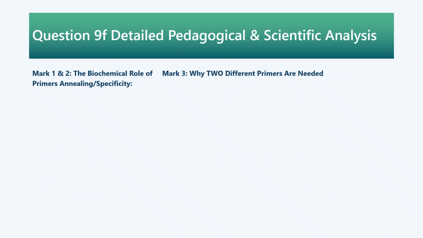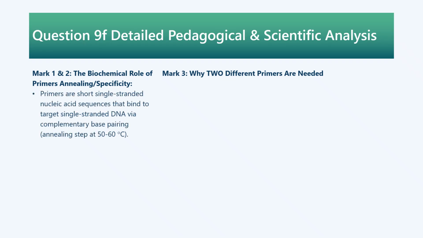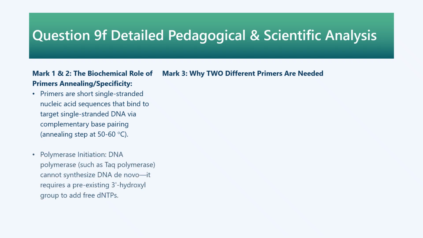Mark 1 and 2: the biochemical role of primers, annealing and specificity. Primers are short single-stranded nucleic acid sequences that bind to target single-stranded DNA via complementary base pairing. Polymerase initiation: DNA polymerase, such as Taq polymerase, cannot synthesize DNA de novo. It requires a pre-existing 3' hydroxyl group to add free dNTPs. The primer creates this starting point.